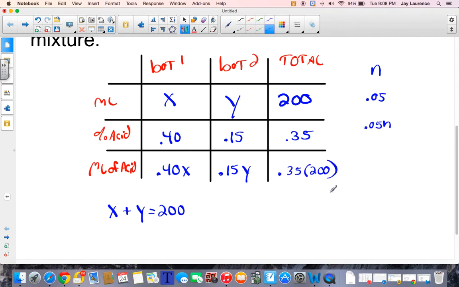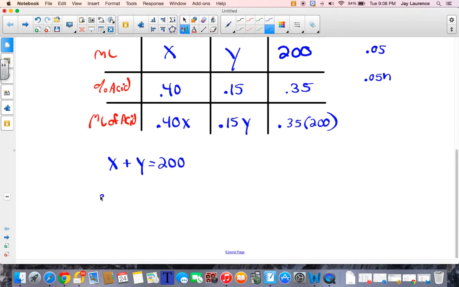Okay, so my second equation is going to be 0.40x plus 0.15y. And I'm not going to write this, I'm going to figure out what it is. Let me see. 10% of 200 would be 20. So 30%, 10% is 20, 30% would be 60, right? Now 5% would be half of 20, so that would be 10. And so 60 plus 10 is 70 milliliters right there.